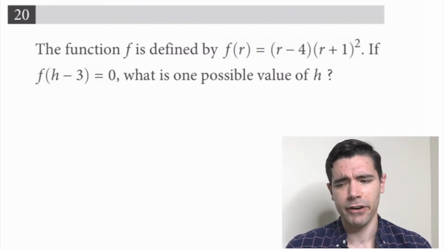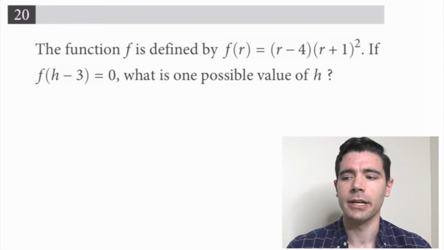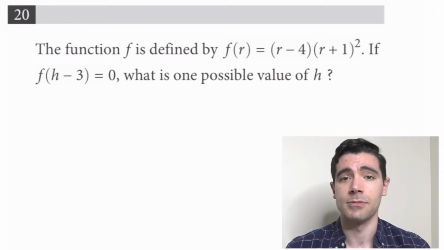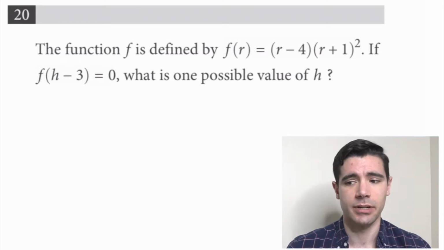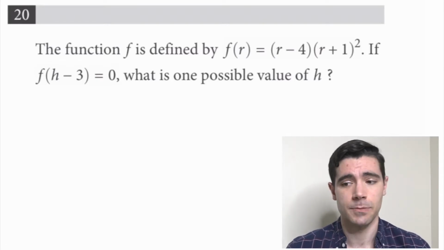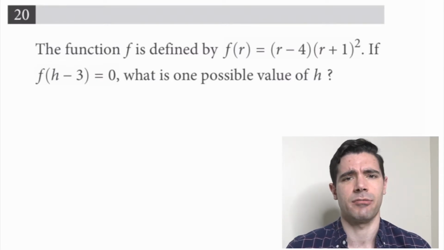It reads, the function f is defined by f of r equals quantity r minus 4 times quantity r plus 1 squared. If f of h minus 3 equals 0, what is one possible value of h? Well, it's kind of tricky. I got 3 letters going on: f, r, and h. But I know that I want the function to end up equaling 0.